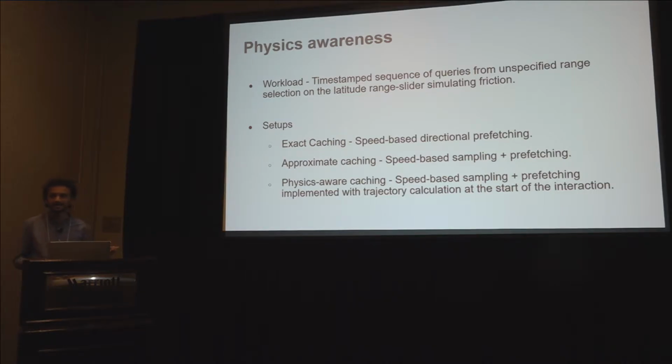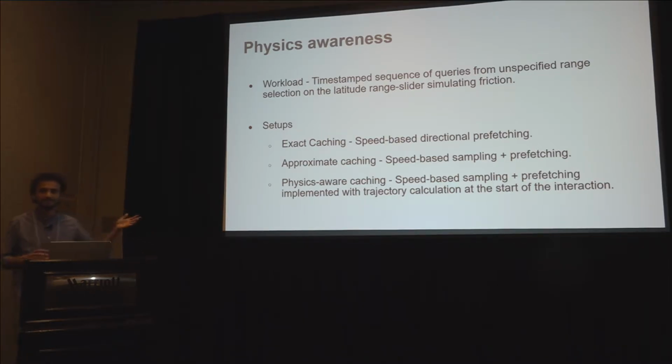So we have 3 different setups. The first one is exact caching, where we are not approximating the results. So this is basically the interaction rate aware prefetching cache from the previous results. The second one is the approximate caching setup, where we process the queries on different sample rates. So queries which are issued during high-speed regions are processed at a lower sampling rate, and queries which are really close to the goal query are processed on the entire data.